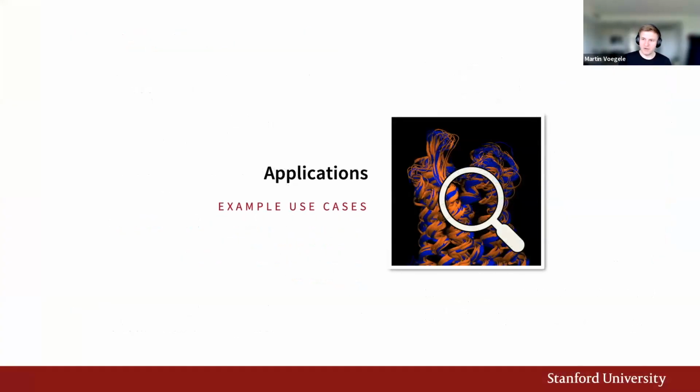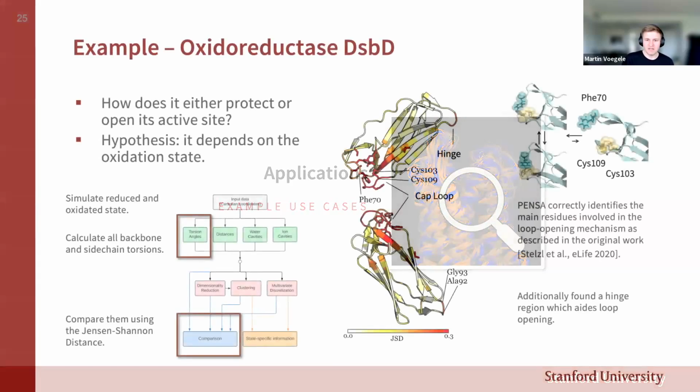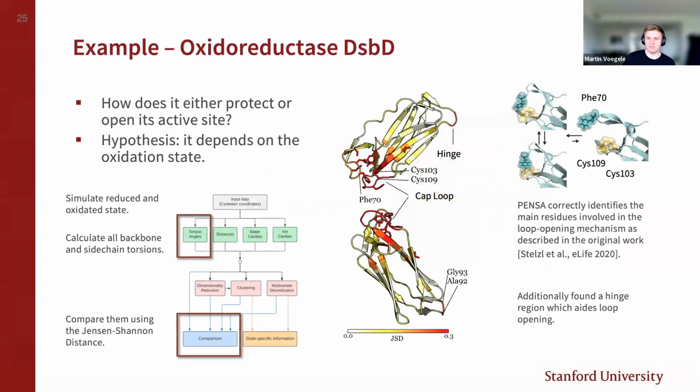Okay, now I promise we're going back to those applications, and we see how this can be useful in practical life for people who do molecular simulations. Our first example was this oxidoreductase, this enzyme, and we wanted to know how it either protects or opens its active site depending on the surroundings. So people found that it might depend on the oxidation state.